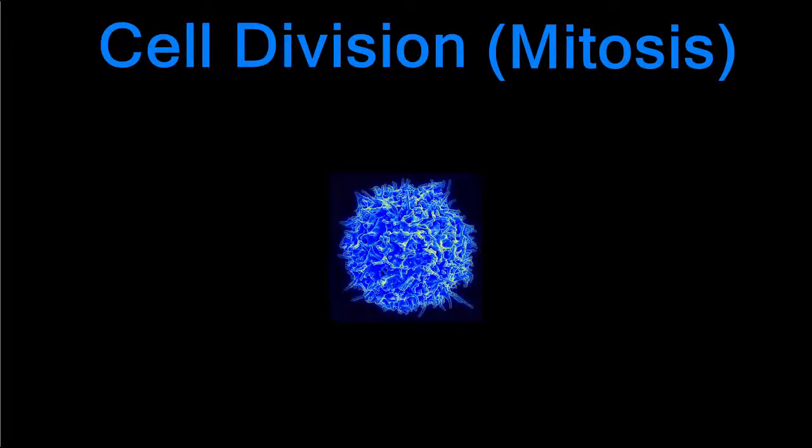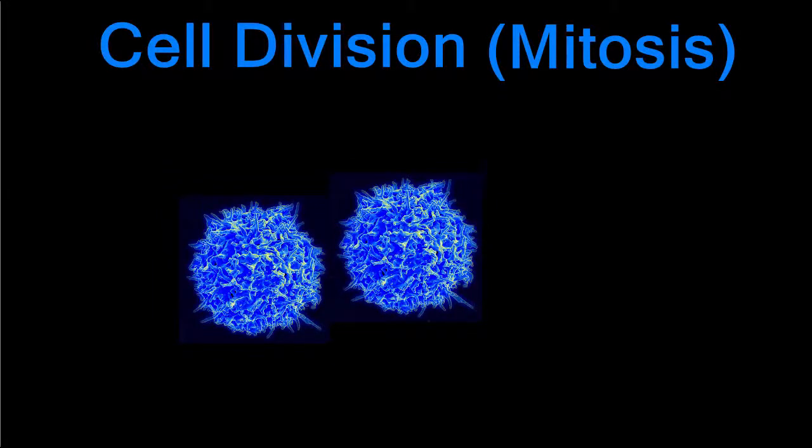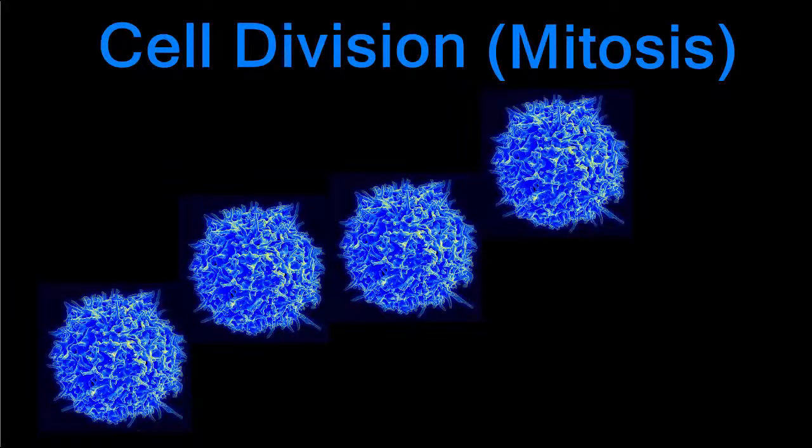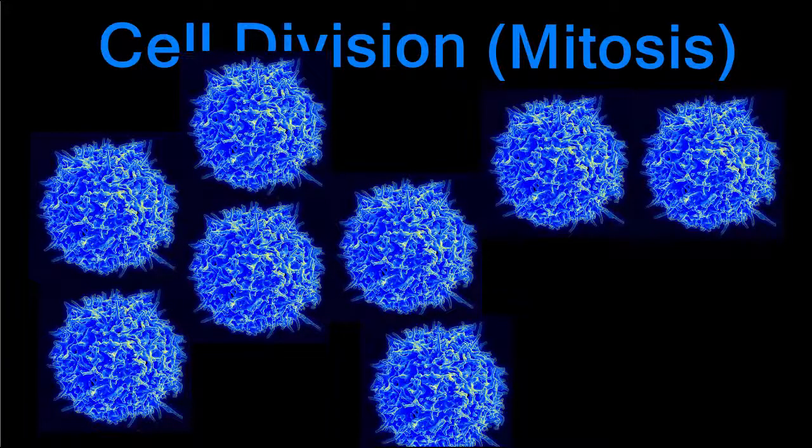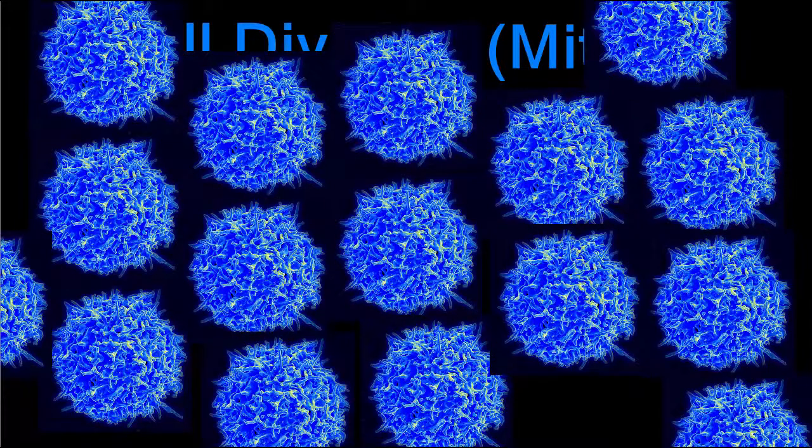Mitosis is the process by which cells divide. Cells divide in order to replace old or damaged cells. Cells divide to allow for growth. Cell division is what allows you to heal from an injury and how you've grown from an infant to the young adult you are today.